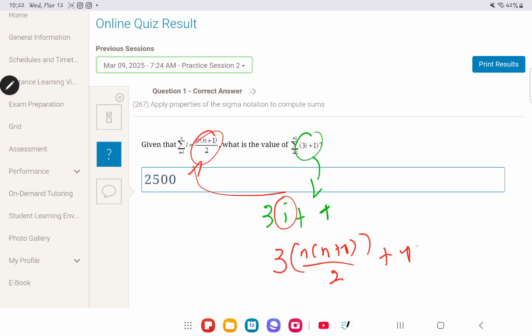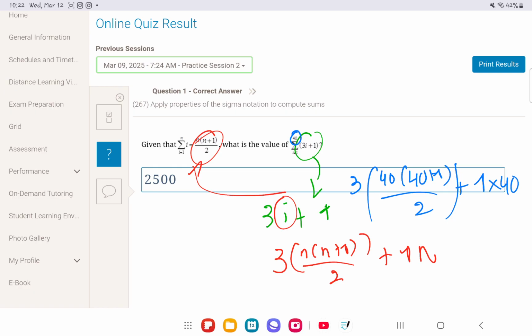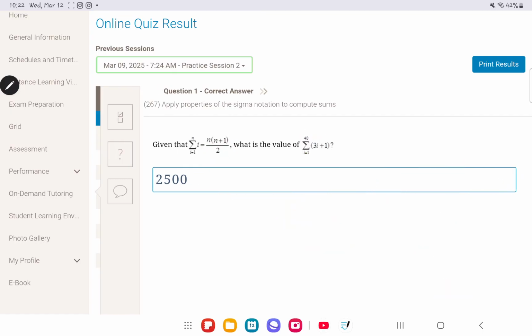However, next to the 1 we are going to add n. And what is the value of n, you may ask? It is the value on top, which is 40. So it becomes 3 times 40 plus 1 over 2 plus 1 times 40. You will put it on your calculator and you will get an answer of 2,500. And just like that, we finished question number 1.